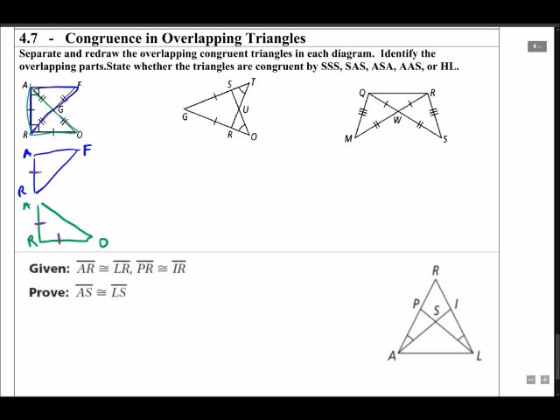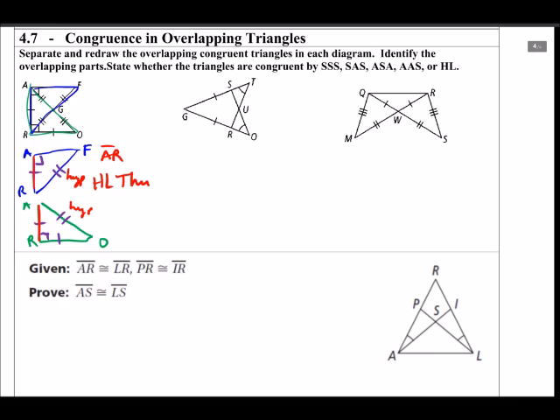But we are given 2 plus 2 there and 2 plus 2 there. And we're given right angles. So this is HL theorem. So segment AR is our overlapping part, and these are congruent by the HL theorem. Right, so we've got right triangles, we've got a hypotenuse and a leg.